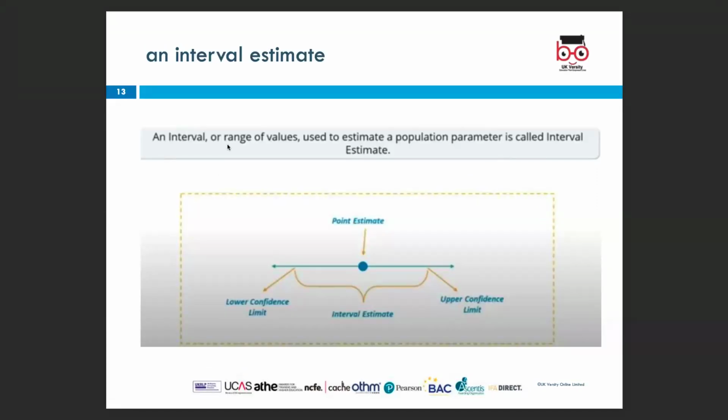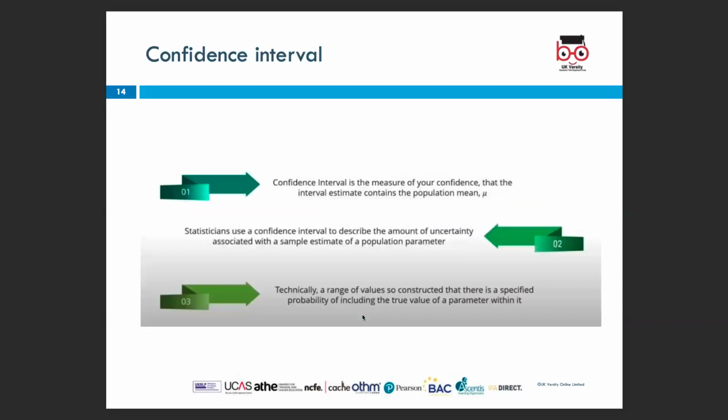So right here, we have interval estimates. An interval or range of values used to estimate a population parameter is called an interval estimate. So we have the point estimate, we have the lower confidence limit, and between the lower confidence limit and the upper confidence limit, we have the interval estimate. So that's what the interval estimate is. So confidence interval. Confidence interval is a measure of your confidence that the interval estimate contains the population mean.